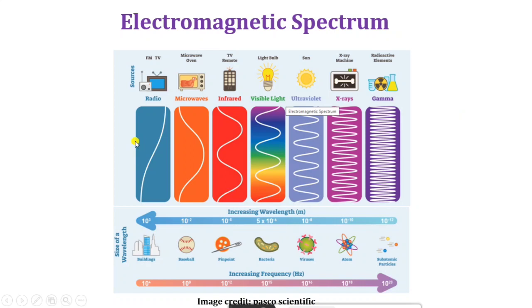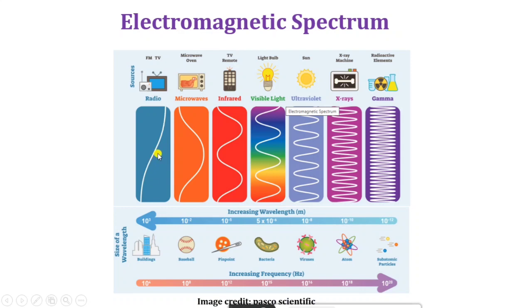So in this image, if you start from left to right, on the left extreme side you can see the radio waves. The radio waves have the longest wavelength and the smallest frequency.